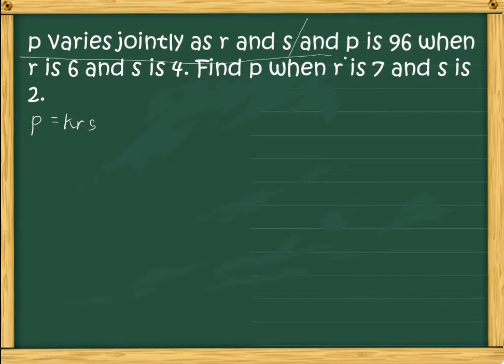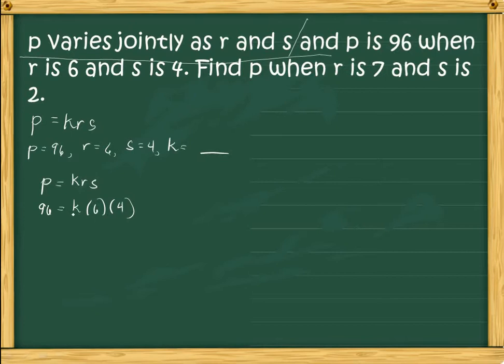Now, let's proceed to the second statement. P is equals to 96 when R is 6 and S is equals to 4. So, si second statement, ginagamit lang siya para mahanap si K, wherein K is a constant of variation. So, paano natin mahanap si K? We're going to use the equation P is equals to KRS. And then, substitute the value of P, which is 96, is equals to K times the value of R, which is 6, times the value of S, which is 4. Saan galing yung P equals to 96, R equals to 6, S is equals to 4? Galing siya sa second statement. And again, nakukuha po yung value ni K mula dun sa second statement na yan.